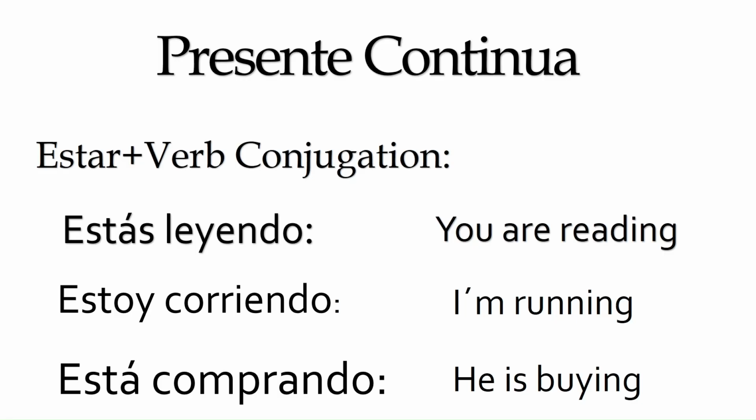Some of the verbs are regular and some of the verbs are irregular. You have to memorize irregular verbs. For regular verbs, as I've told you, the conjugation of AR, ER, and IR is okay. But for irregular verbs, you have to memorize them. Like here, it is leyendo, meaning reading. Leyendo is a conjugation of leer, which means to read.